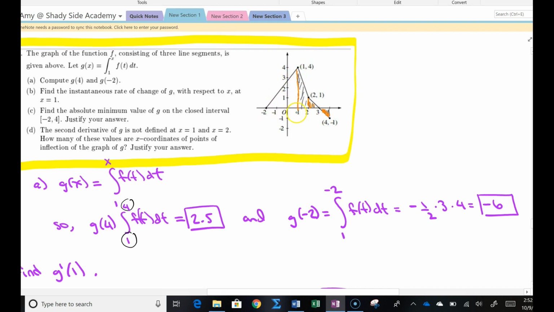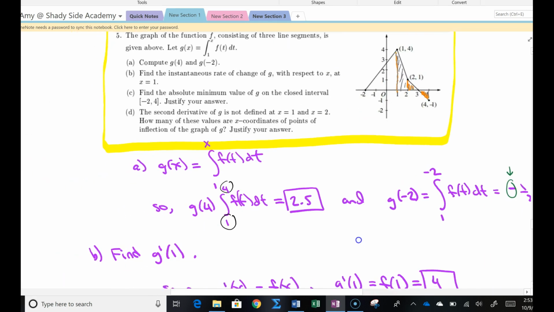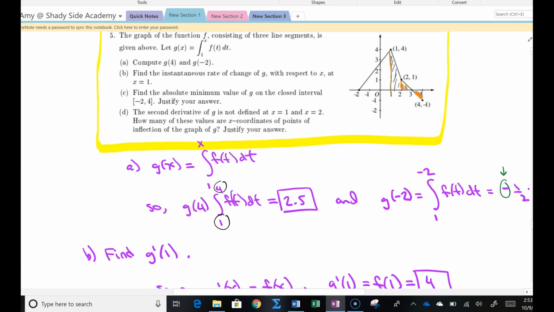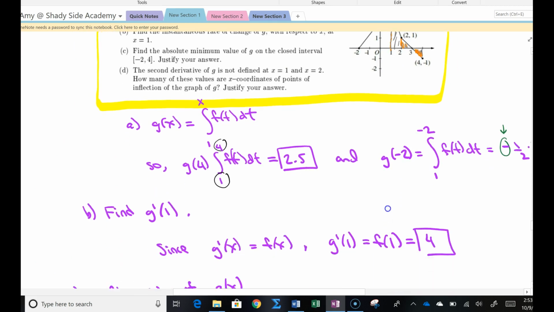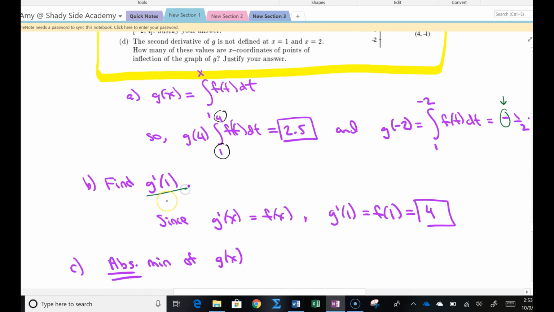And so here I just put the negative down so I don't lose it. One-half base times height for the area of a triangle, so negative 6, okay? Part B, find the instantaneous rate of change of g with respect to x at x equals 1. That's just saying g prime of 1. Since you know g prime equals f, g prime of 1 has to equal f of 1, which equals 4.